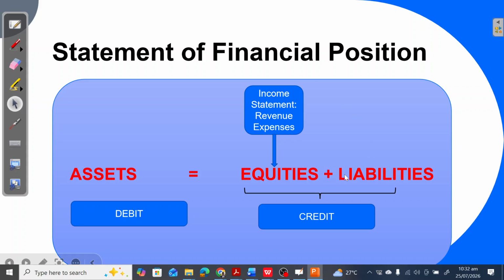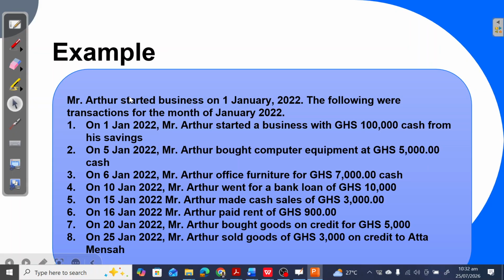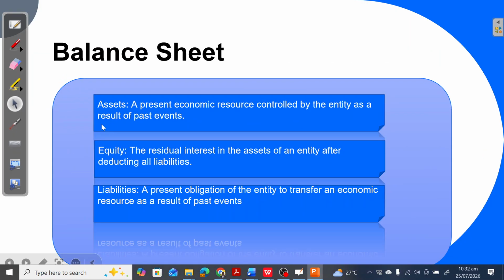Okay, then liabilities. Liabilities are obligations to deliver cash or other financial resources out of the company to another entity. So liabilities are obligations to deliver or to transfer an economic resource. Examples of liabilities are payables. Payables are a typical example of liabilities.